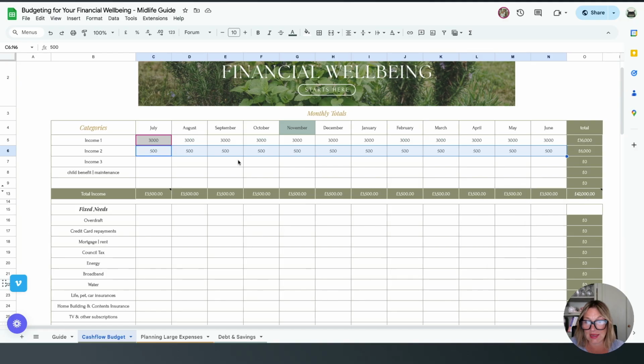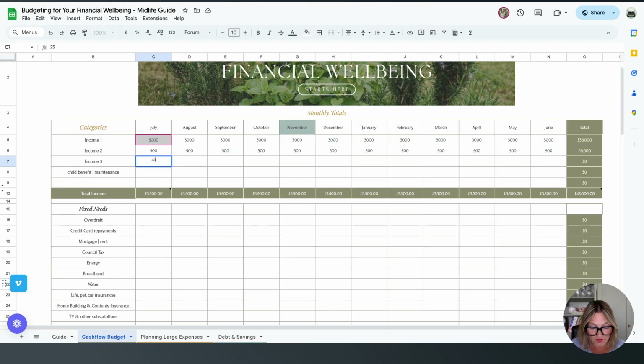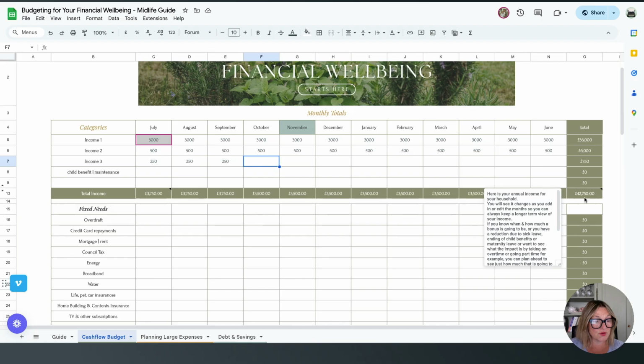Now let's just say somebody picks up overtime in the summer, and that's normally in the region of £250 a month. So we can pop that in there. But the rest of the time, that's it. It's just a little one-off seasonality. Again, it will tot it up for you, and you can now see that your total income for the year is 42,750 in this situation.